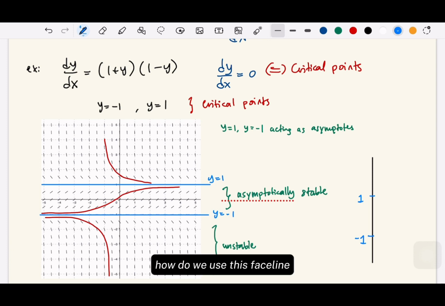How do we use this phase line? We are going to take the interval between these two, and then above 1, and then below -1. We can check with some numbers. We can try 0 in the middle, we can try 2, 3 here, we can try -2 or -3, and so forth. And we are going to check whether it's positive or negative. Okay. So let me write again the equation, which is 1 plus y, 1 minus y.